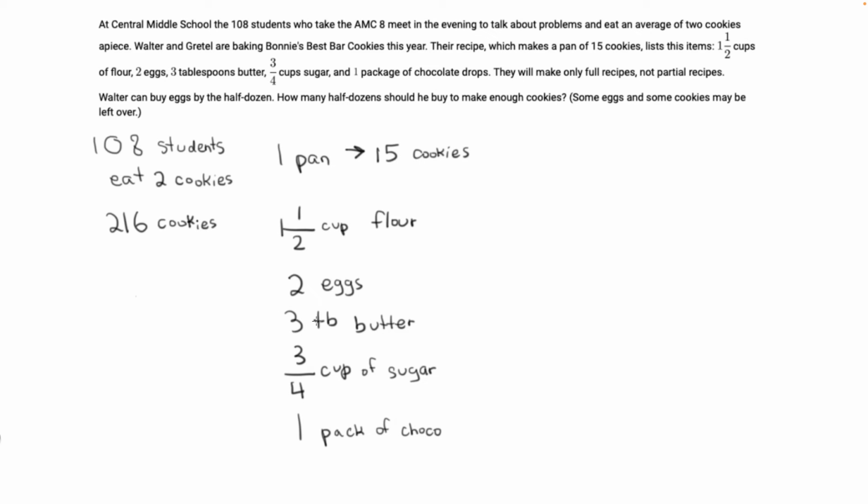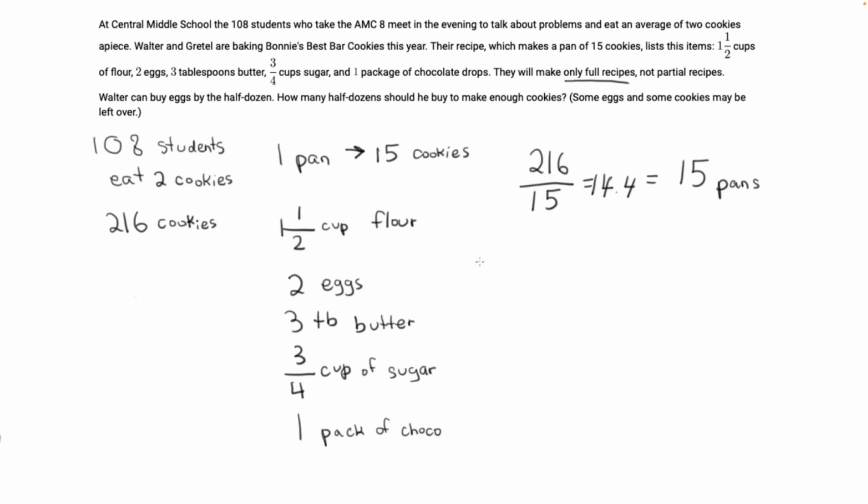And then since we had 216 cookies total that need to be made, we can divide it by the 15 cookies per pan that's made, and we get 14.4 pans. And then since it had only 4 full recipes, we can round it up to 15 pans, because you can't have 0.4 pans.